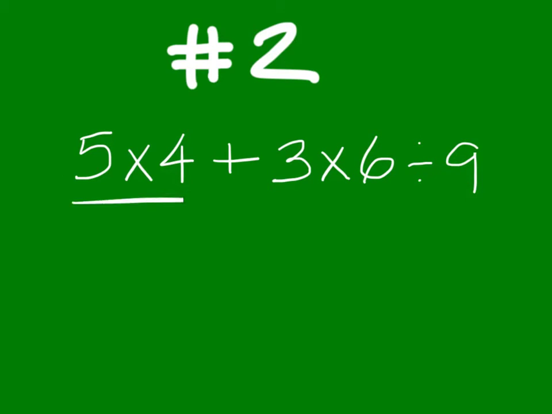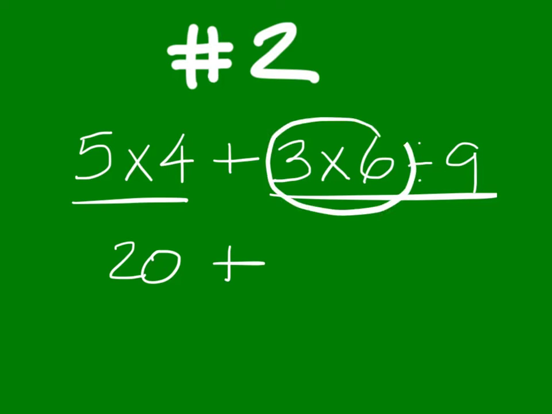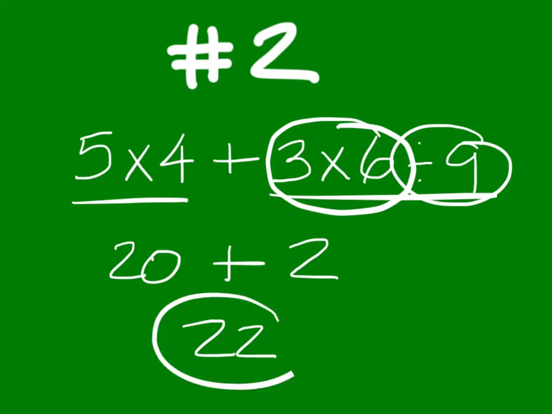You got to do 20. 5 times 4 is 20. And then you have to do this in order. 3 times 6 is 18. Divided by 9 is 2. So the answer should be 22.